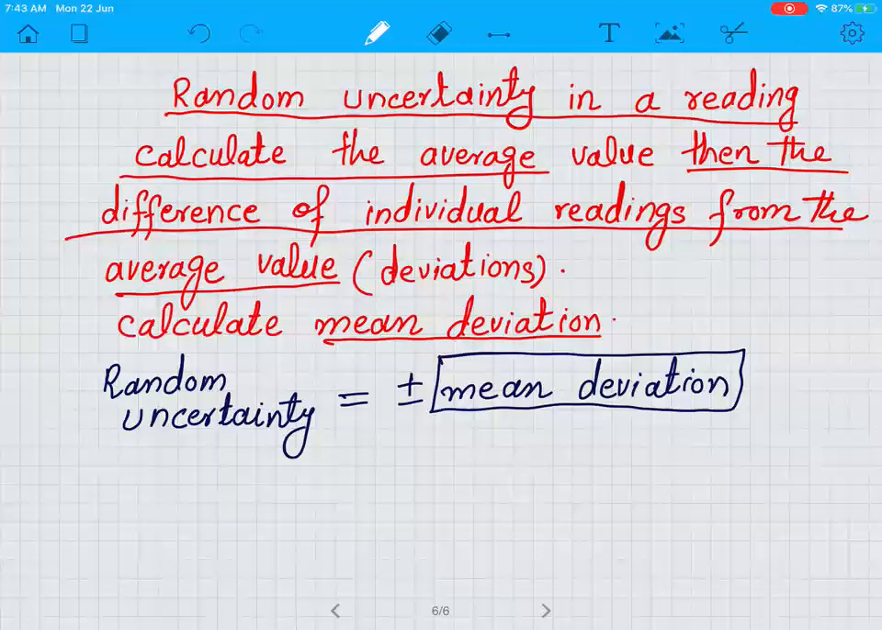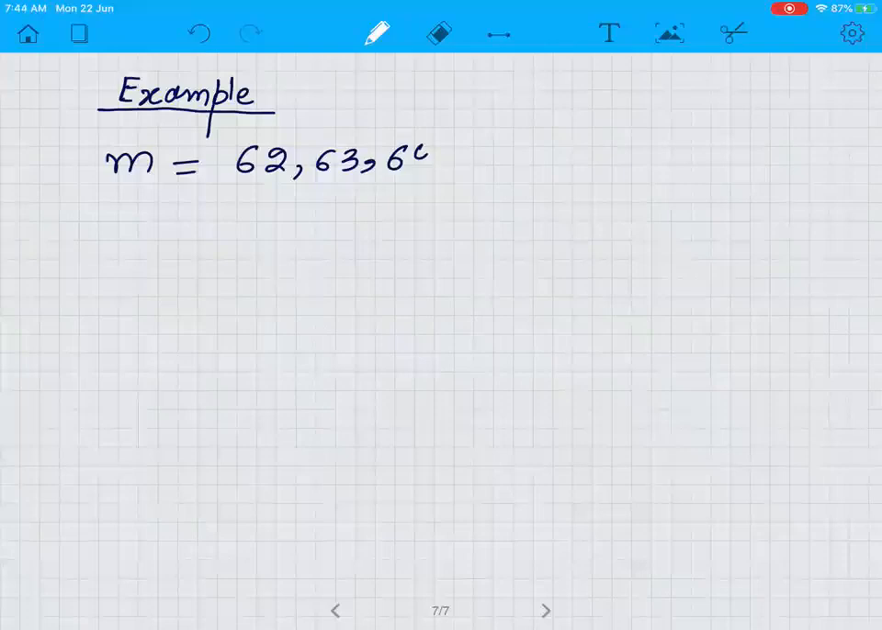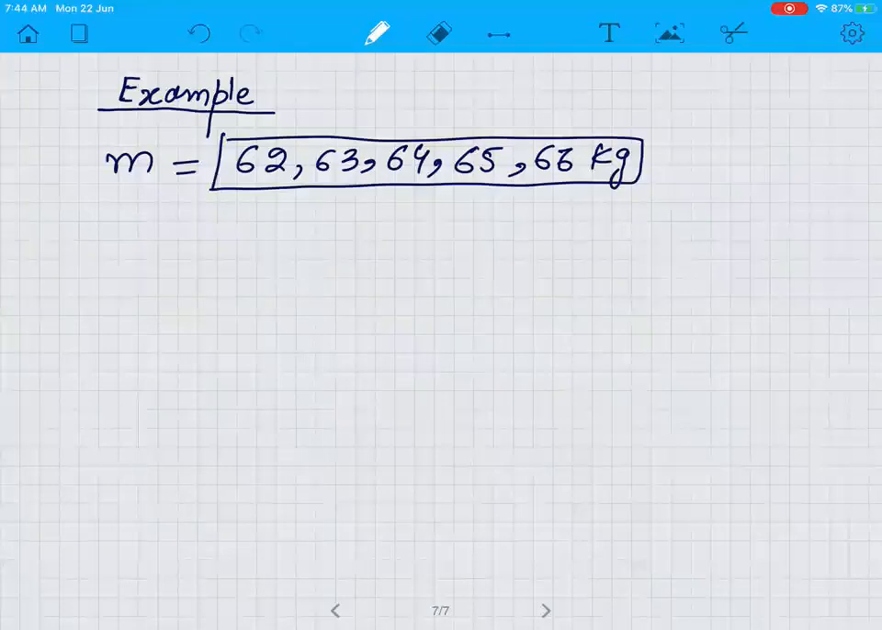An example for the calculation of random uncertainty. You calculated the mass of a person 5 times, and the readings are 62, 63, 64, 65, and 66 kg. So you repeat the experiment for the mass of the person and you get these readings. I took simple data to keep the calculation simple. However, for complicated data, the method would remain the same, and you need to understand the method. That is the main thing.